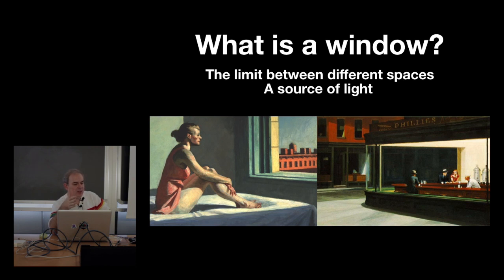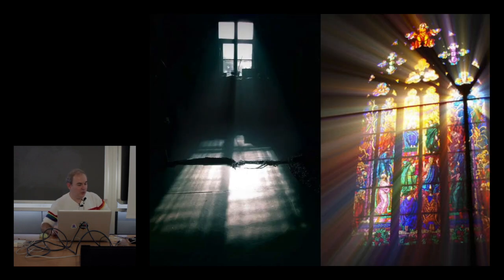And a window is also a light source. It means that if you have light inside, it can go outside. If you have light outside, most often it goes inside. For example, this is the most typical situation where you have light coming into a building. So this is why generally we make windows.